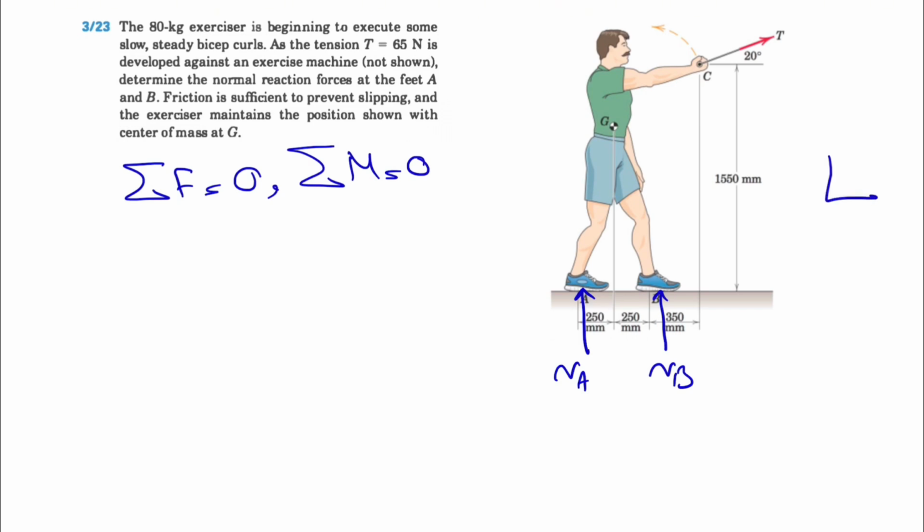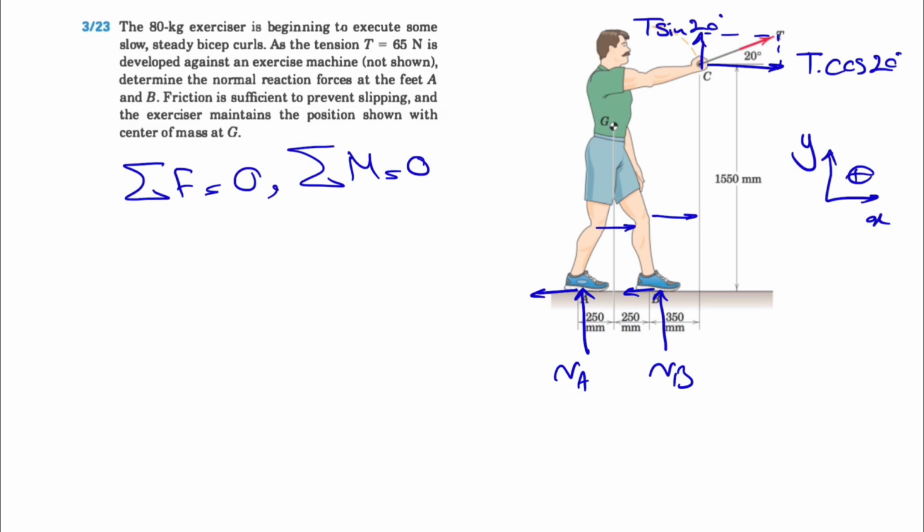If we want to resolve T into X and Y components, the X component will be T times cosine of 20 degrees, and the Y component is T sine of 20 degrees. We obviously have more forces at points A and B, which are the frictions that avoid slipping. The two frictions are in the opposite direction of the movement. The feet are going to move toward the right, so the friction has to be directed to the left, preventing the movement of the exerciser.